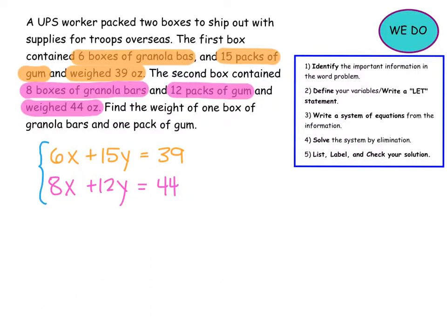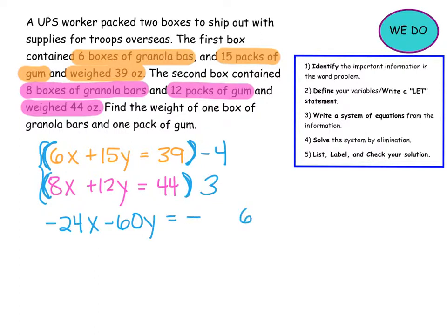So remember, when we solve, we need to have opposite coefficients. So we have 6 and 8, and I have 15 and 12. And so I'm going to get rid of my x's. So I'm going to multiply 6 by a negative 4 to get negative 24 x's. And I'm going to multiply 8 by 3 to get 24 x's. In doing so, I get negative 24x minus 60y equals negative 4 times 39 is 36, carry the 3, 12, negative 156.